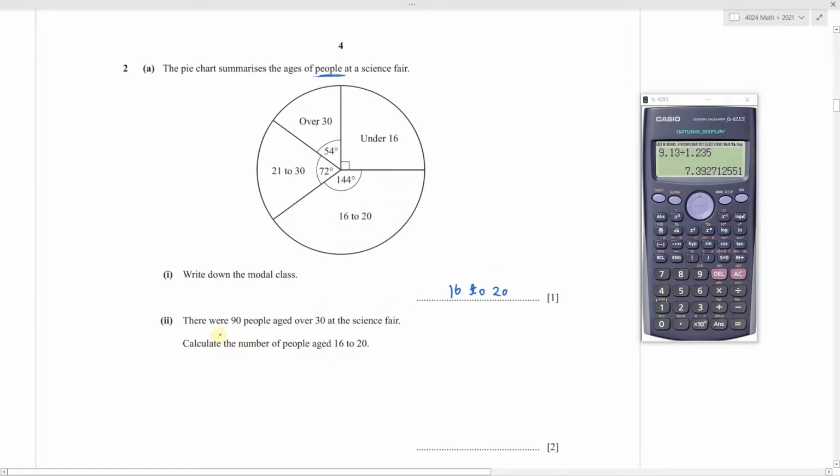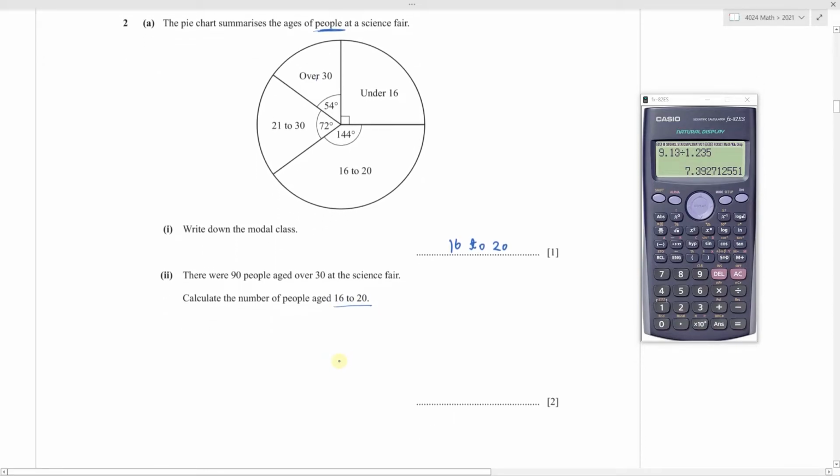There were 90 people aged over 30 at the science fair. Calculate the number of people aged 16 to 20. So you have angle in degrees, and then you have number of people. So 90 people aged over 30. So over 30 is this group. What is the angle? 54 degrees. And how many people are there? 90.